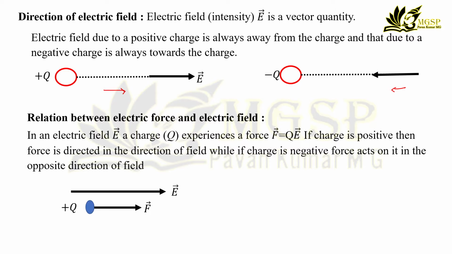That is like this. If it is a positive charge, the electric field is in this direction and the force also acts in this direction. If it is a negative charge, the force will be in the opposite direction. The electric field will be this way and the force will be in the opposite direction.